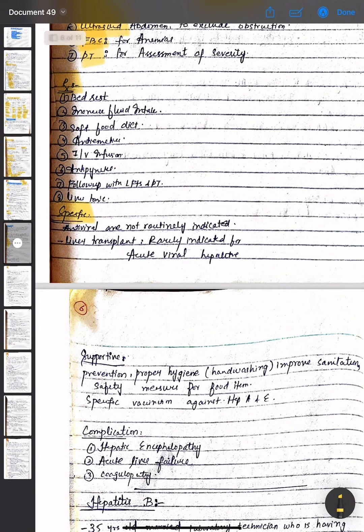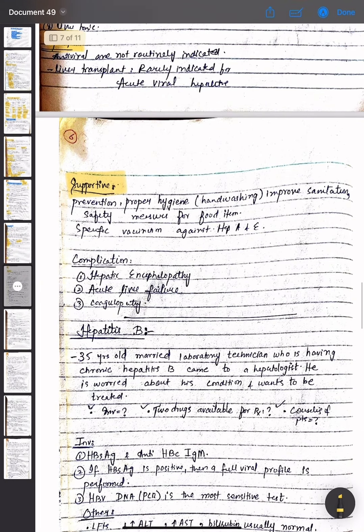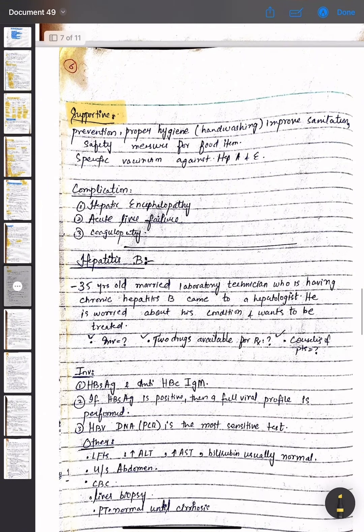The specific treatments: antivirals are not routinely indicated, and liver transplant is rarely indicated for acute viral hepatitis. The supportive measures are prevention, proper hygiene, hand washing, improved sanitation, safety measures for food items, and specific vaccination against hepatitis A and E. Complications are hepatic encephalopathy, acute liver failure, and coagulopathy.